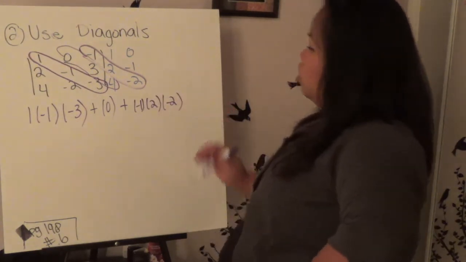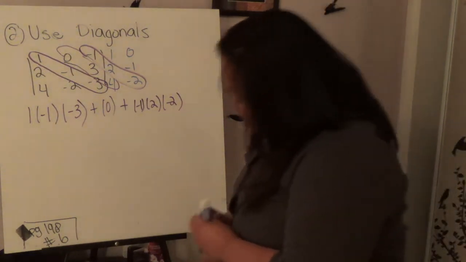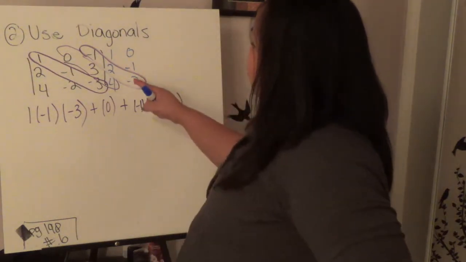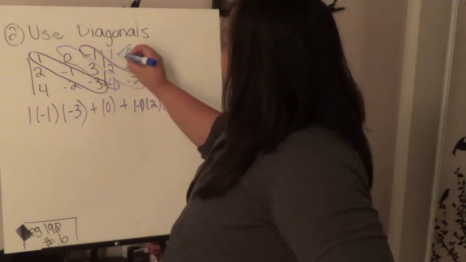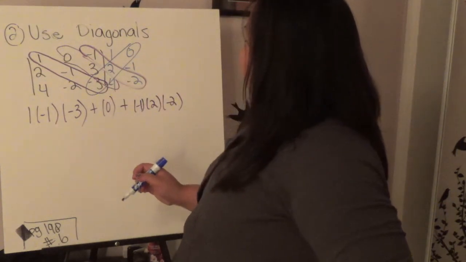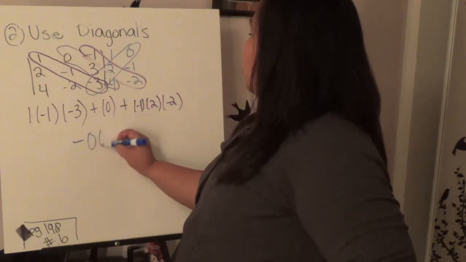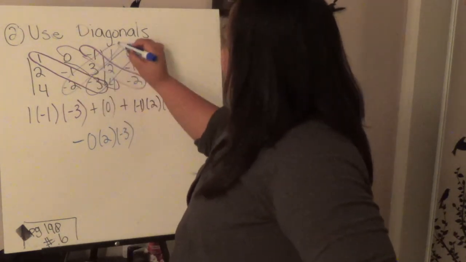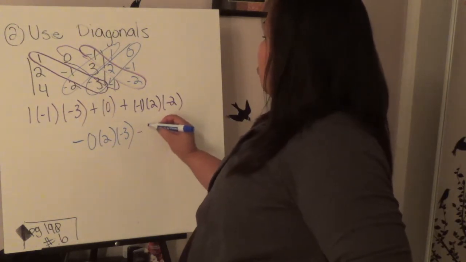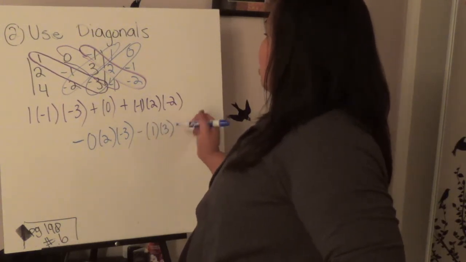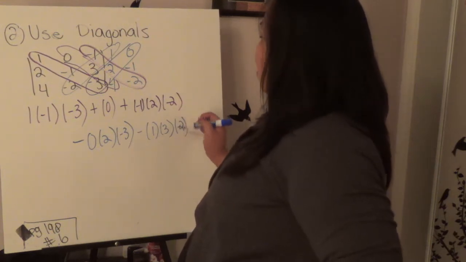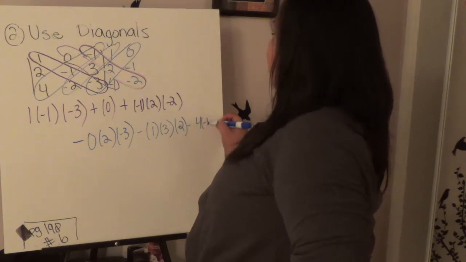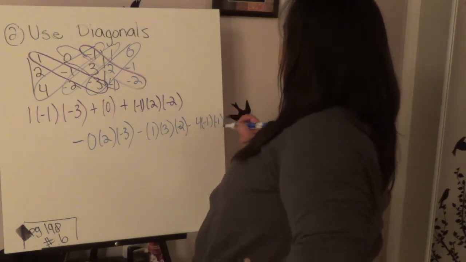And then our final one is right here, and again we're adding, and it's going to be -1 times 2 times -2. Now, before we do the math, we're going to do the same thing, except this time we're going to go the opposite way. So I'm going to find my first 3, which is right here, and I'm going to subtract it. So I have 0 times 2 times -3, and I'm going to do it again here. Again, I'm subtracting now because I'm going the other way. So 1 times 3 times -2, and our final one is right here, which is -4 times -1 times -1.